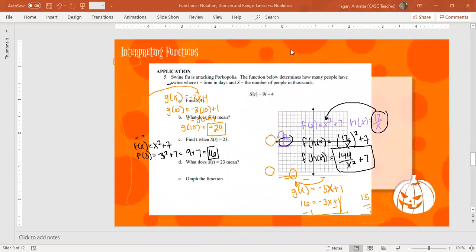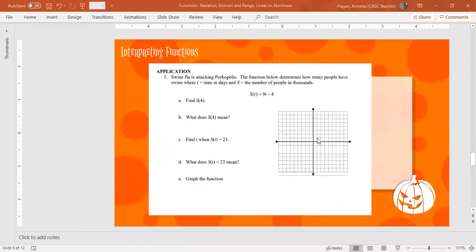What we're going to do is take this and interpret a function. It says the swine flu is attacking Porkopolis. The function below determines how many people have swine flu, where T is the time in days and S is the number of people in thousands. So we need to find S of 4 and then talk about what that means. And then we need to find what is T when S of T equals 23 and what does that mean? And then we need to graph this function. Okay, so this is a real world problem.